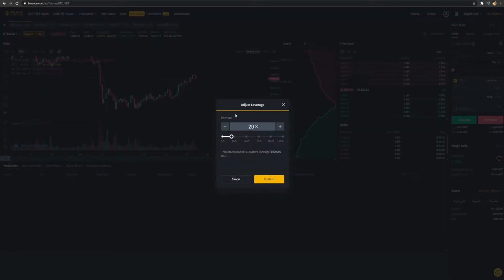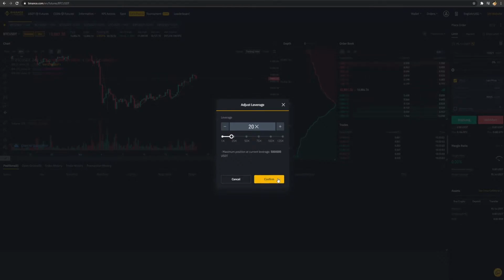20x is basically the leverage, all right? So it'll give you the maximum position size versus the leverage that you're at. Binance goes all the way up to 125x, so you're borrowing 125 times the amount of margin you put into the trade, margin meaning the amount of money you put forward to each trade individually.